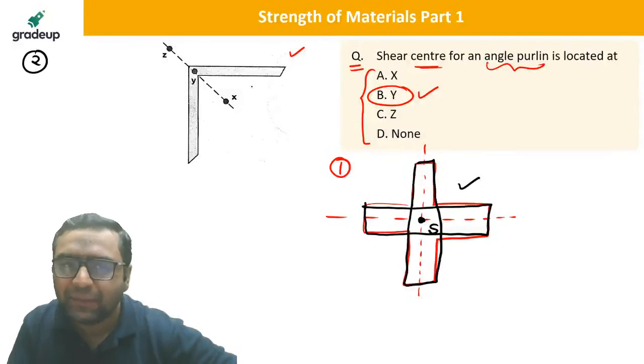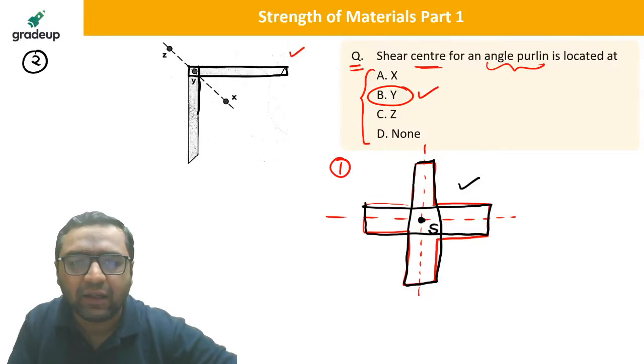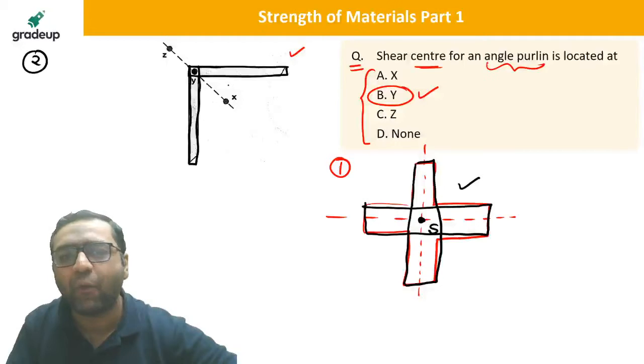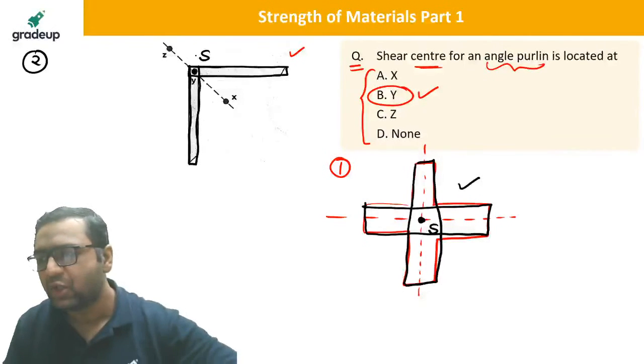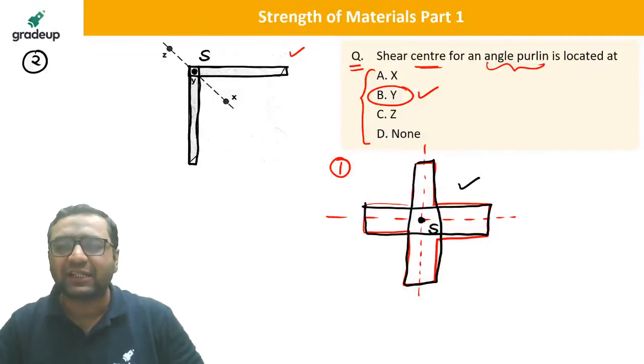So guys, similarly, this L section can also be considered to be two rectangles. This is one rectangle and this is the second rectangle. If you see these two rectangles, the intersection of these two rectangles will be at this point, the center of this. So obviously this will be the shear center. So guys, if you follow these two rules, you can solve any objective question.